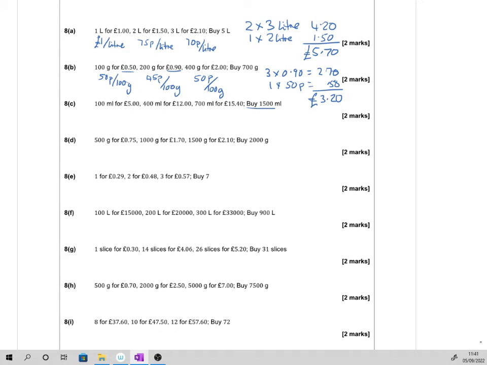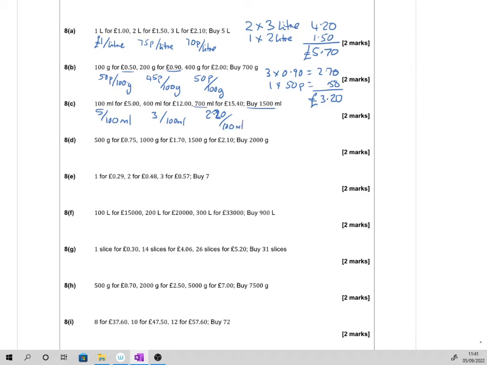Right, you're going to buy 1500 mils. So that is £5 per 100 mil. Divide that by 4, so that's £3 per 100 mil. And divide that by 7, so 15.40 divided by 7. And this one is £2.20 per 100 mil.